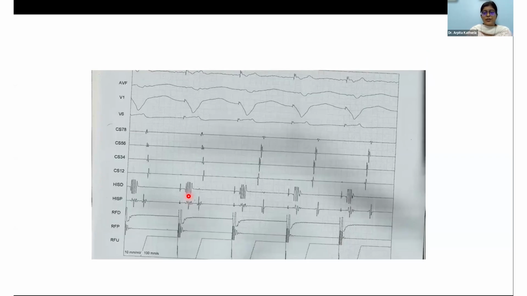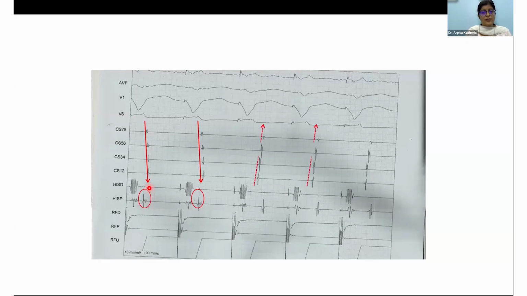Another example, this is a very interesting case. We are pacing the ventricle. What do we see in the first two beats? Look at the CS channel, CS 7-8 to 1-2. The conduction here is from CS 7-8 towards CS 1-2. And the A wave in the his bundle is the first, followed by 7-8 and so on towards 1-2.